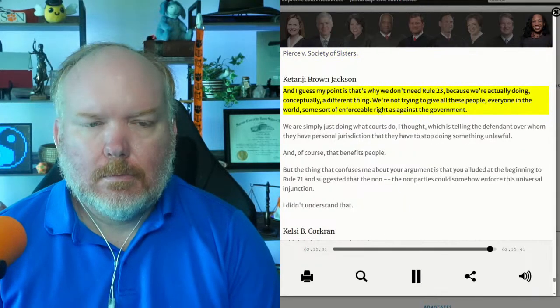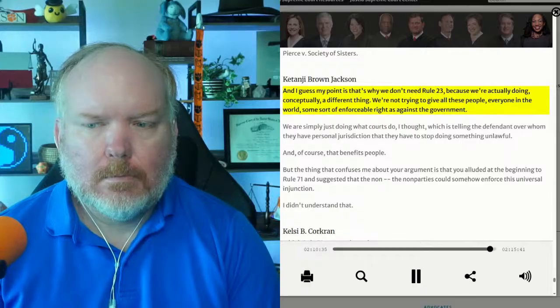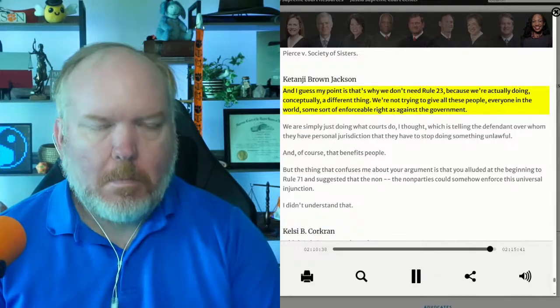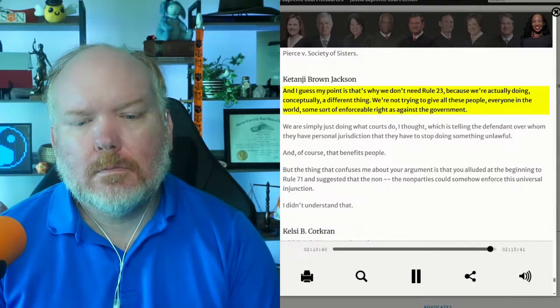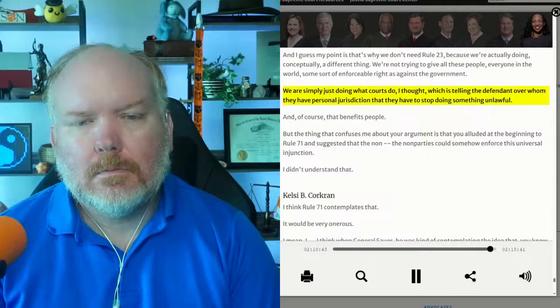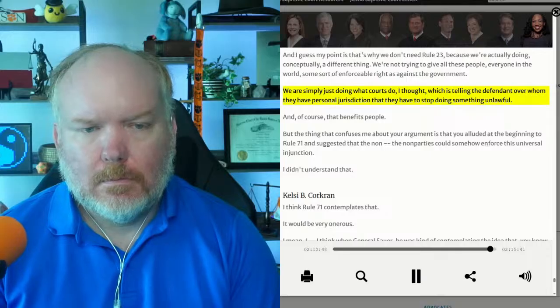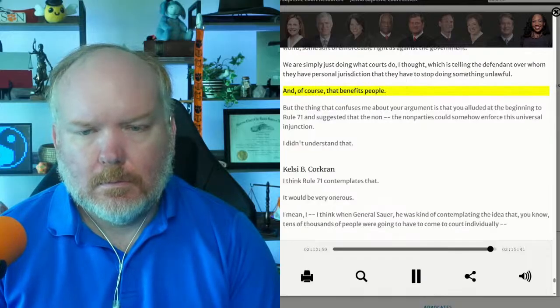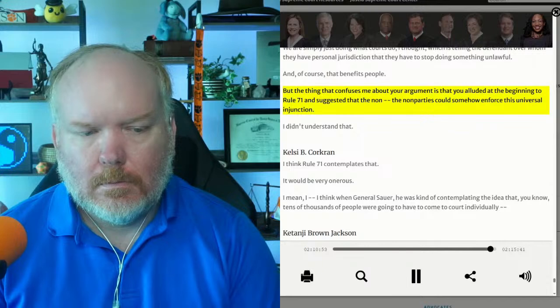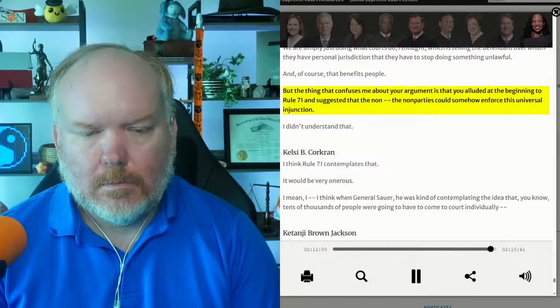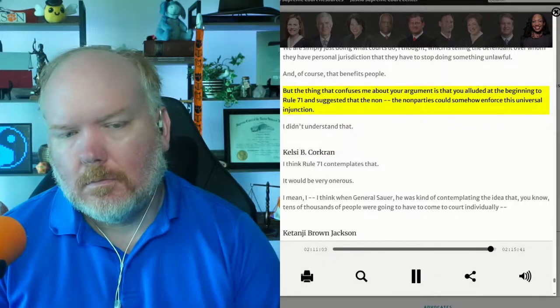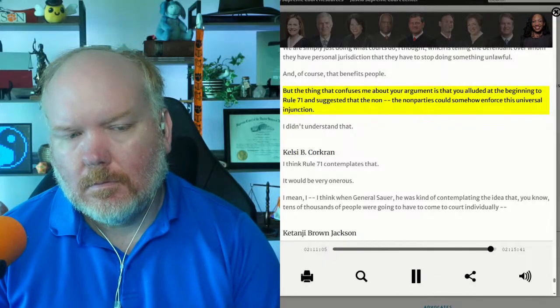And I guess my point is that's why we don't need Rule 23, because we're actually doing conceptually a different thing. We're not trying to give all these people, everyone in the world, some sort of enforceable right as against the government. We are simply doing what courts do, I thought, which is telling the defendant over whom they have personal jurisdiction that they have to stop doing something unlawful. And of course that benefits people. But the thing that confuses me about your argument is that you alluded at the beginning to Rule 71 and suggested that the non-parties could somehow enforce this universal injunction.